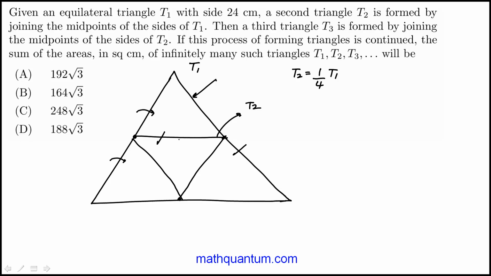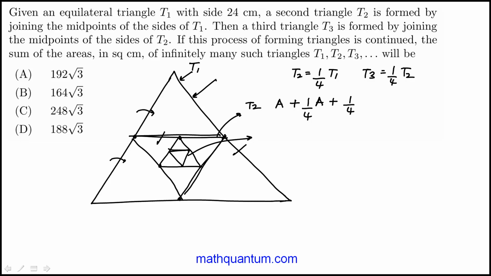And then if we do this again, connect these midpoints, then this T3 would be 1/4 of T2, this second triangle. And if you keep doing that, it would just be always 1/4. So if the area of the larger equilateral triangle is A, then we have to add 1/4 of A, and then 1/4 of 1/4. And then to get to the fourth one, you would do 1/4 of 1/4 of 1/4.